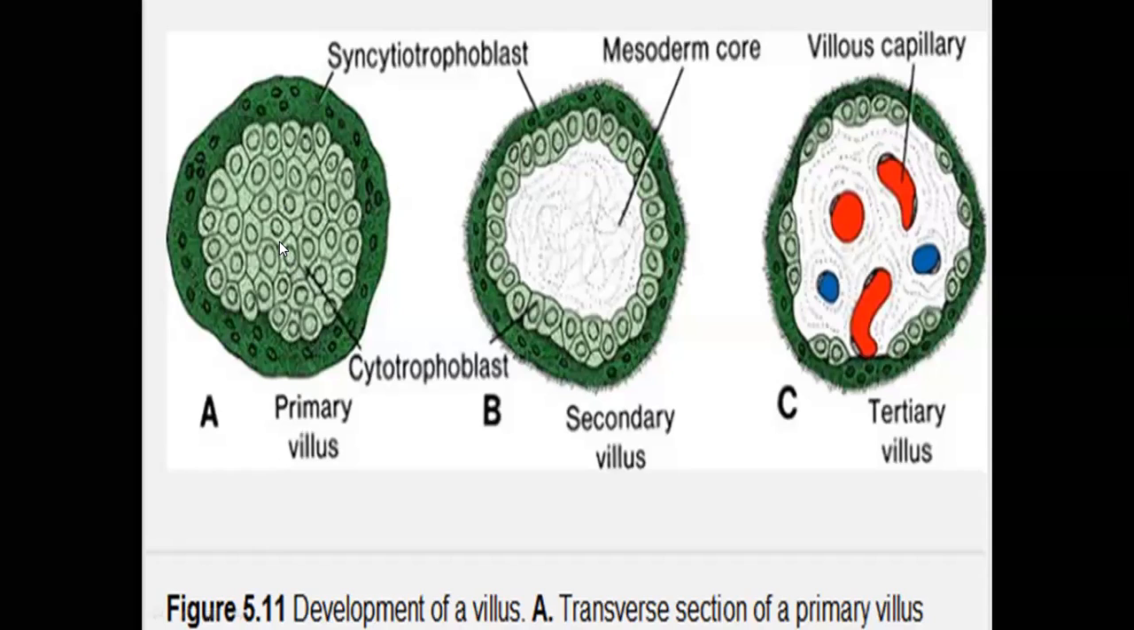Now, from the primary villus, once the mesoderm appears, the core is formed by the mesoderm. The remaining two layers are the same, cytotrophoblast and syncytiotrophoblast.